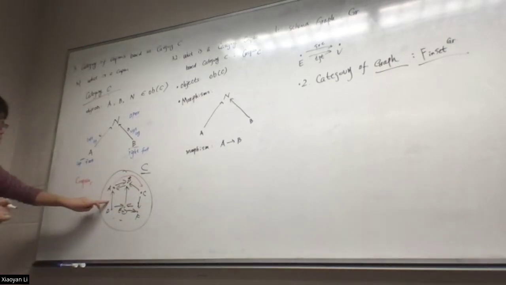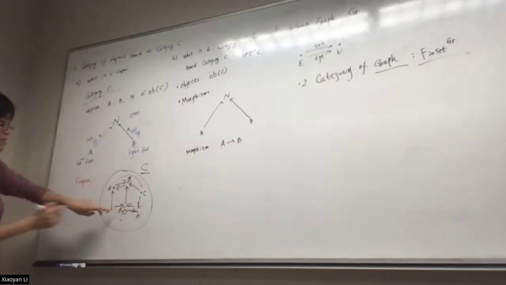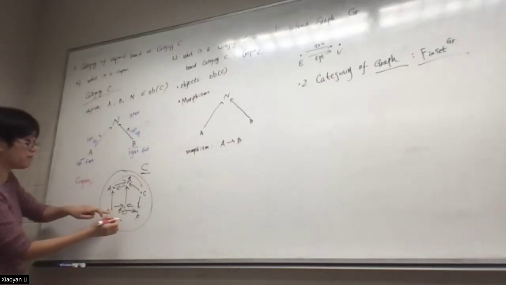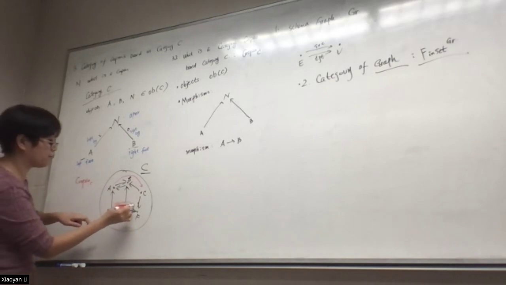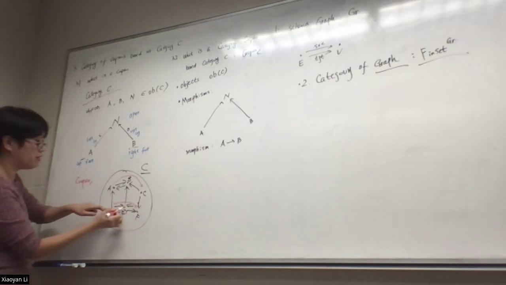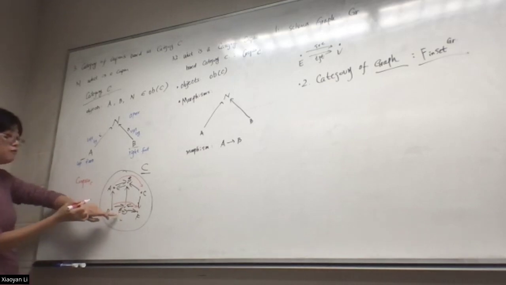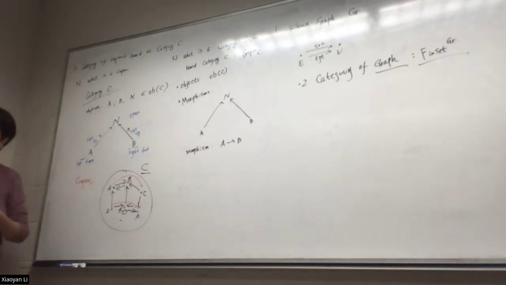Same as this, right? From D to F, we also have a morphism with apex E, right? So I don't think it's the same as apex A.